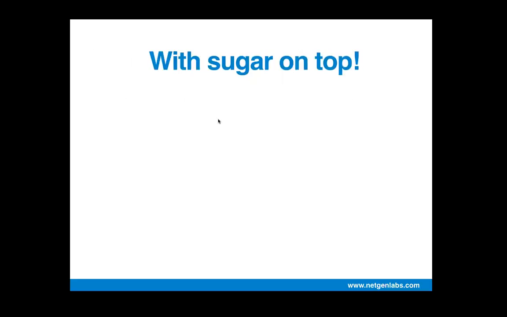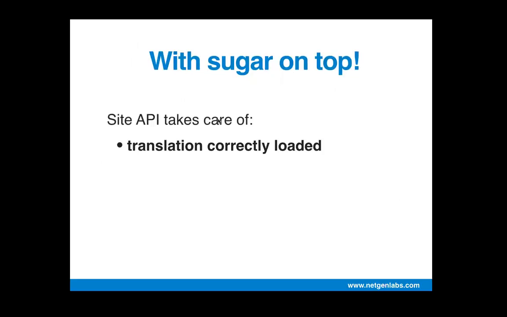What is quite important to understand is that all this comes also with several very important things. So the Site API takes care of translation correctly loaded. This means that whenever you use it, depending on your configuration of the site, you will get the correct translation. It works very similar to how legacy works, and you don't need to worry about the translation at all.